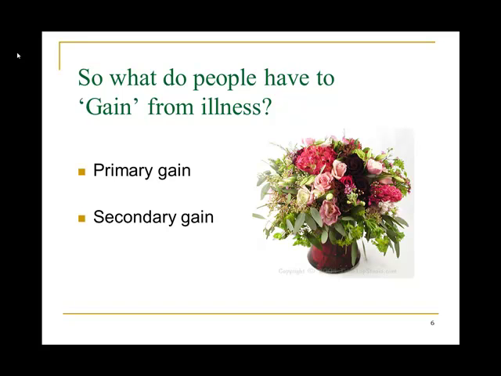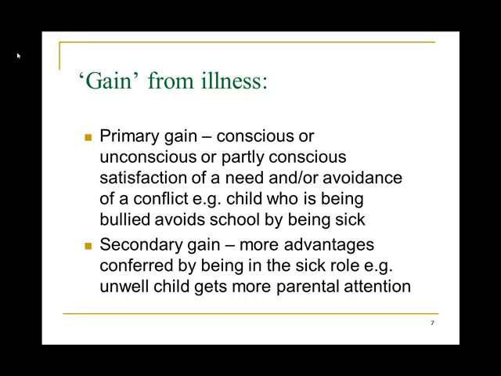So how does abnormal illness behaviour come about? Why would people have anything to gain from illness? Primary gain is a conscious or unconscious or partly conscious satisfaction of a need and or avoidance of a conflict in classic analytic terms. For example, a child who is being bullied may avoid going to school by complaining of sickness. Secondary gain is where there are more advantages conferred by being in the sick role than not being in the sick role. For example, an unwell child discovers they get more parental attention.